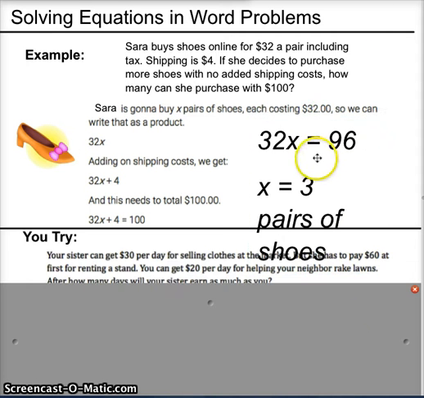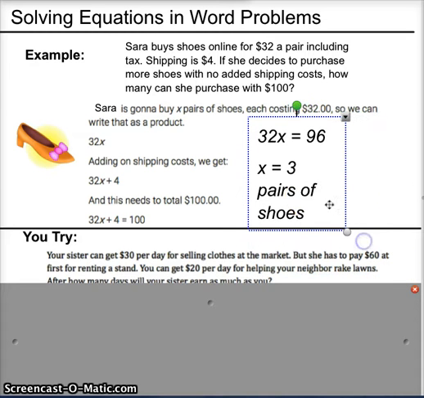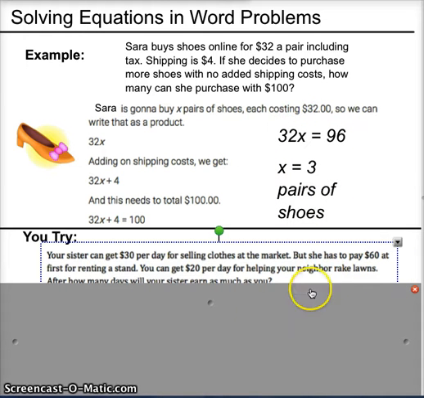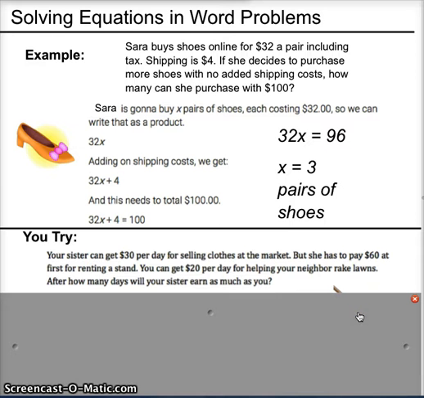Okay, now you're going to try one on your own. I'll read it aloud. Again, you can shorten it if you need to. And then you can pause the video before we go over it. Your sister can get $30 per day for selling clothes at the market, but she has to pay $60 at first for renting a stand. You can get $20 per day for helping your neighbor rake lawns. After how many days will your sister earn as much as you? Try to write an equation, and then let's solve it to see how many days it would take for you and your sister to have the same amount of money.